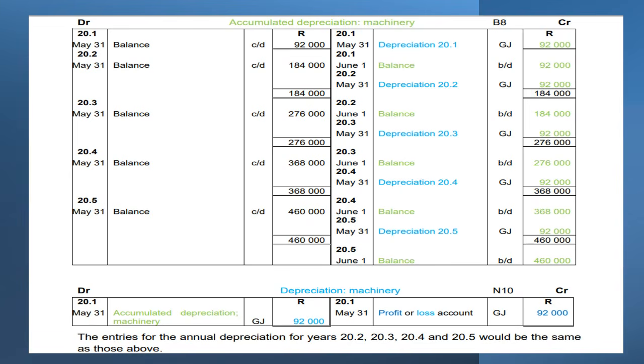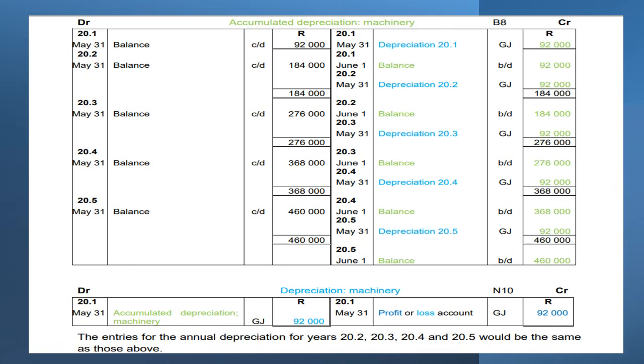We also calculated the depreciation for year 2, which was still how much? 92,000 rand. If you go back to our depreciation schedule, you will see that our accumulated depreciation was how much for year 2? It was 184,000, because we added the 92, which is our balance brought down from the previous year, plus the depreciation for year 2 of 92, you get 184,000.